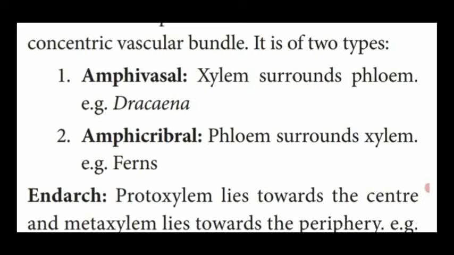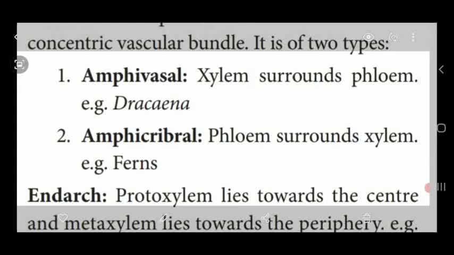Amphivasal means xylem is present on the outer side and phloem is present in the center. So that's why it is said xylem surrounds the phloem. Where is the phloem? Phloem is present at the center. The phloem is surrounded by xylem. That is called amphivasal.